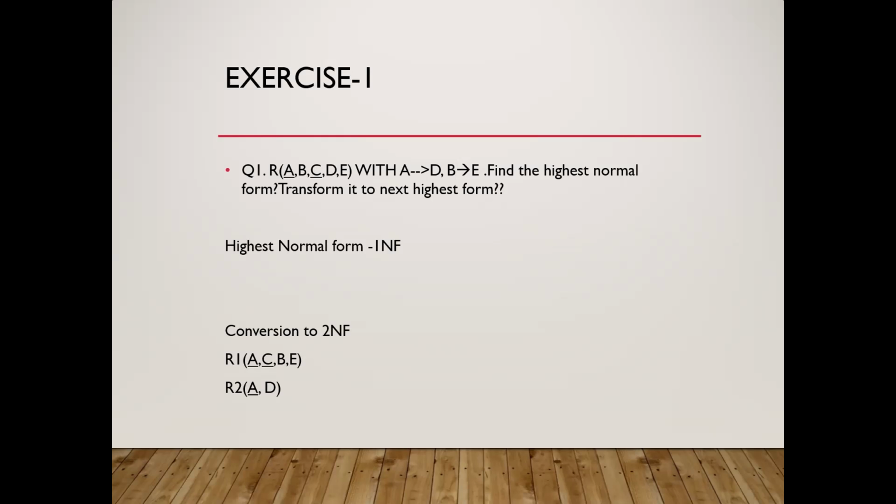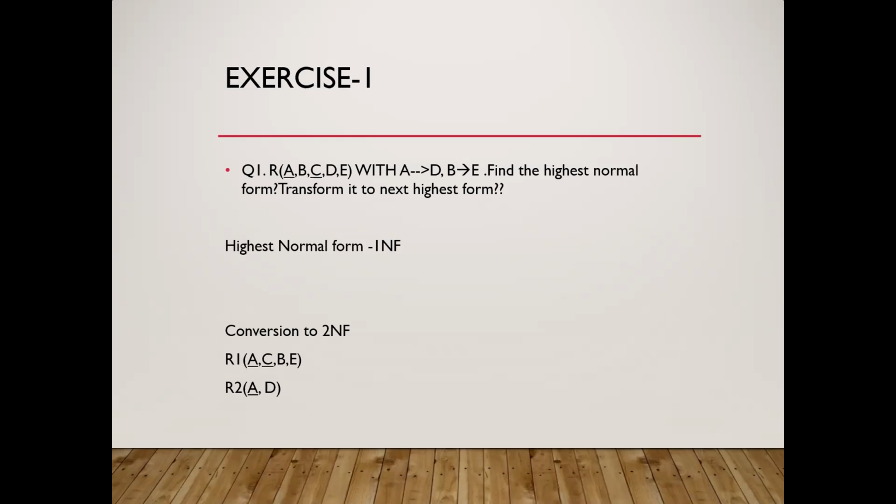Since AC is the candidate key, A itself is a partial key, C itself is a partial key. So, the functional dependency A functionally determines D. Is it full or partial? Yeah, it's a partial dependency. The non-prime attribute D is dependent on partial key A. So the highest normal form is 1NF. We are assuming that all attributes A, B, C, D, E are atomic.